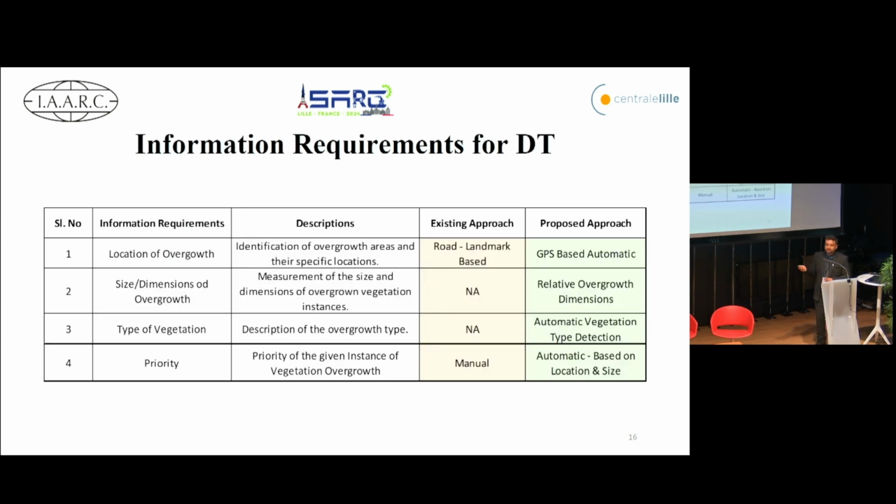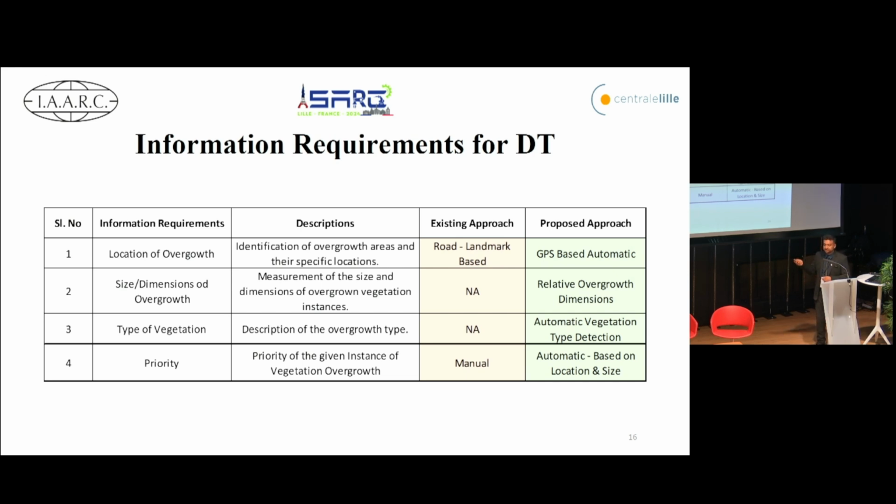So what is the difference between the previous method and this method? We have fulfilled some of these information requirements. The location of overgrowth is based on the GPS signal. The size and dimensions of overgrowth are relative overgrowth dimensions. Initially, the road inspector had to approximately say how big it was. Now we have some relative indication of how big the overgrowth is.